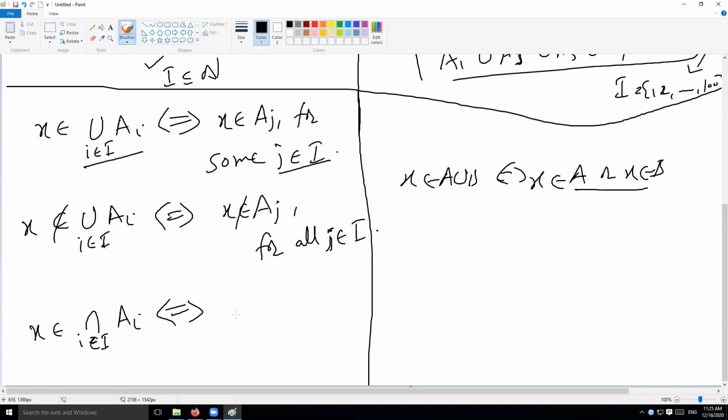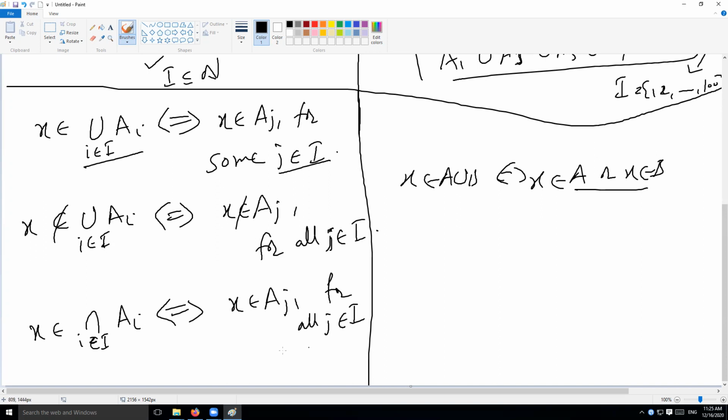So what should be the meaning of it? Sir, x belongs to A_i for all i. X belongs to A_j for all j belongs to I. In other words, no matter what index you take, if x is in the intersection of A1 intersection A2 intersection A3 up to A10, it's in all the sets, right?